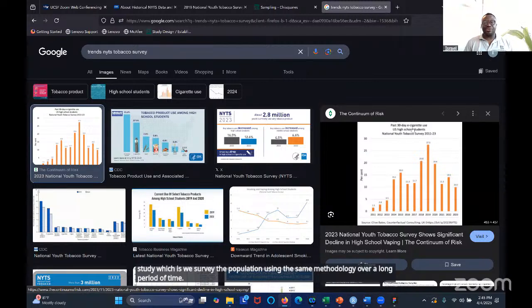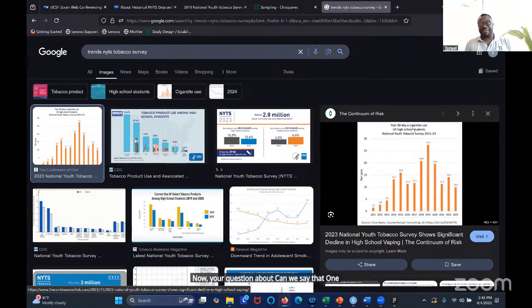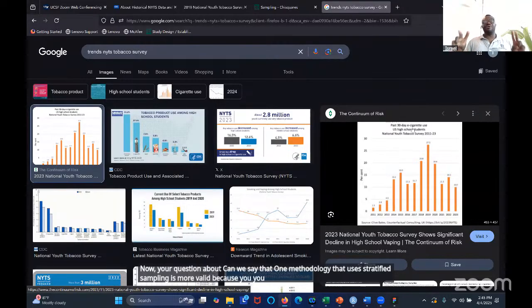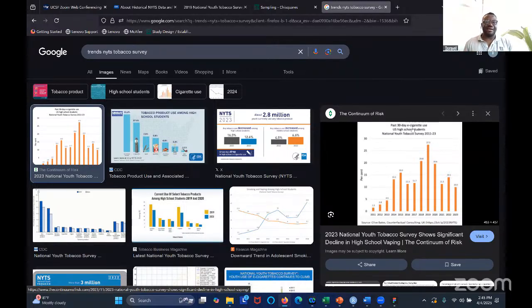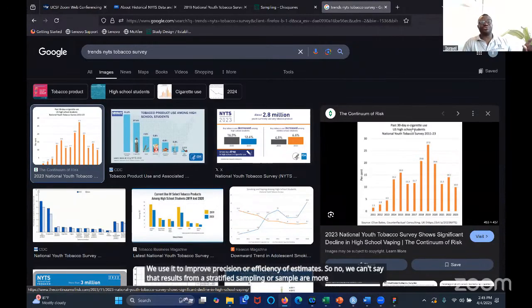Now, the question about, can we say that one methodology that uses stratified sampling is more valid? You used the term more representative, but representative in this case means external validity. And remember that we said that we don't use stratified sampling to improve validity. We use it to improve precision or efficiency of estimates. So no, we can't say that results from a stratified sample are more valid than those of, let's say, a cluster sample that does not use stratification.